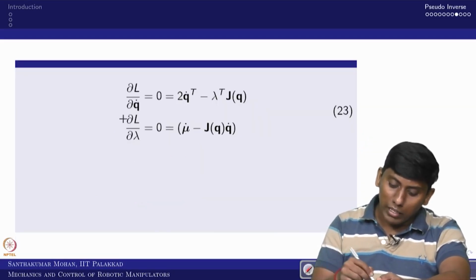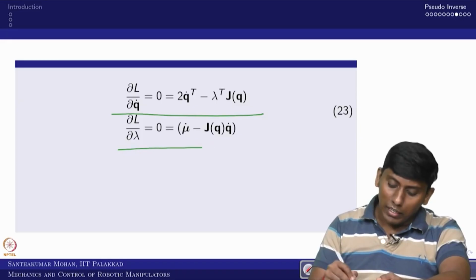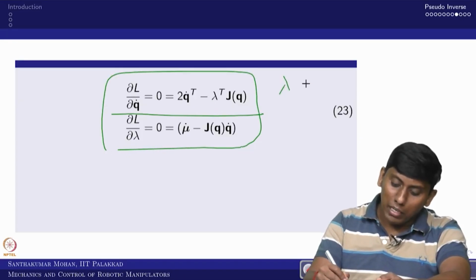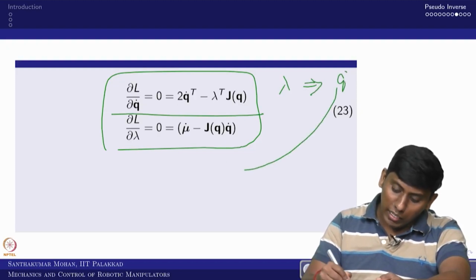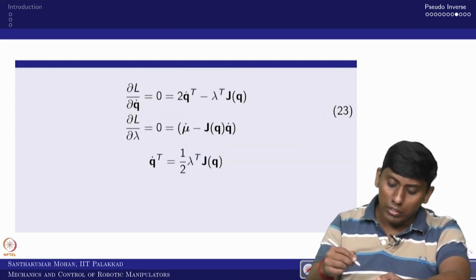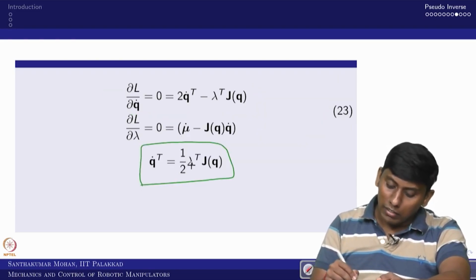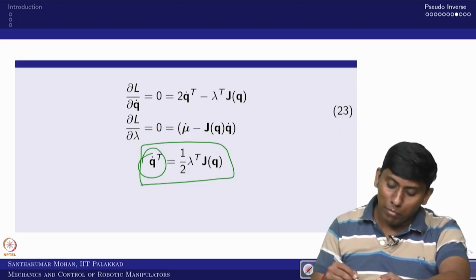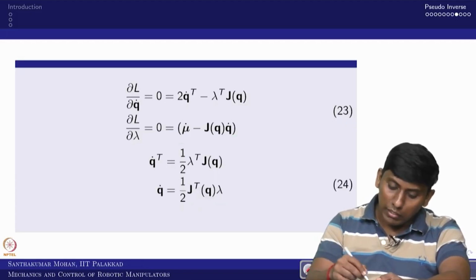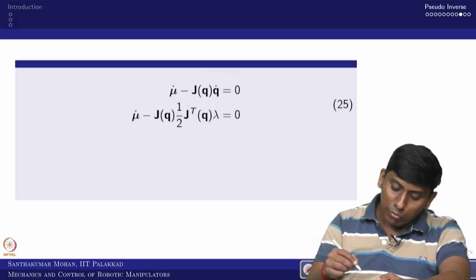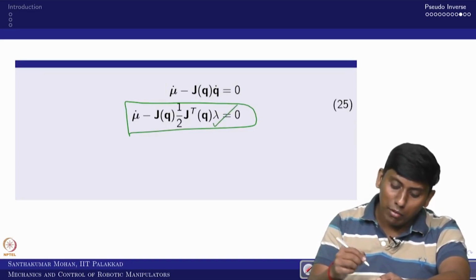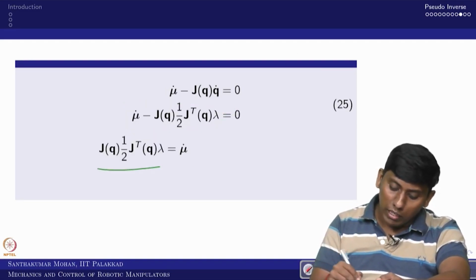First, I take the partial differentiation and rewrite this into a meaningful form. I can write q dot in the form of lambda, then substitute that into the second equation. The second equation I substitute here, and this will give the lambda in terms of mu dot. So that is what is obtained.